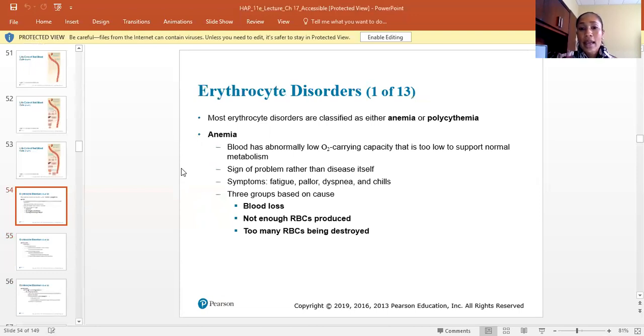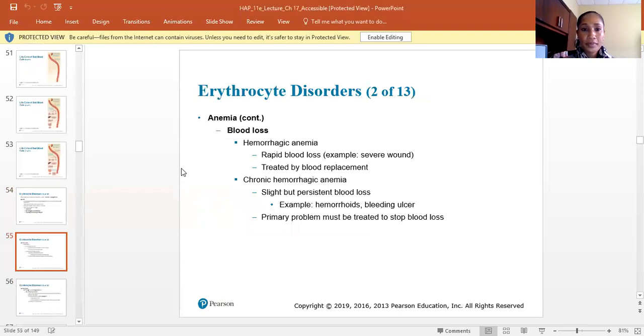And there are 3 groups that are based on cause. So we can be anemic because we've had severe blood loss. We can be anemic because our body doesn't produce enough red blood cells, or we can be anemic because too many red blood cells are being destroyed.